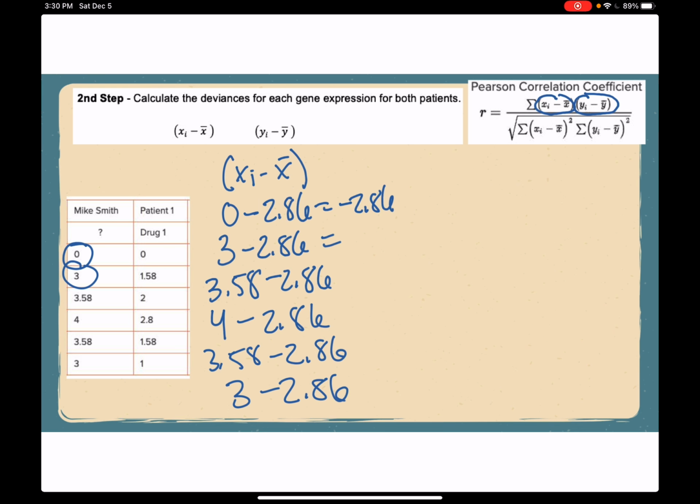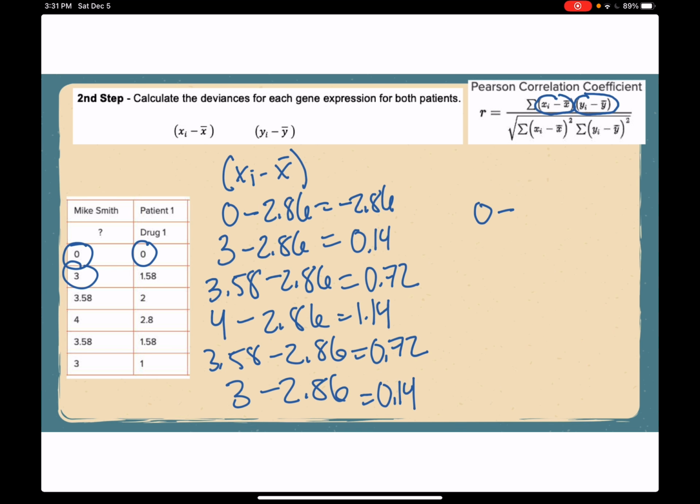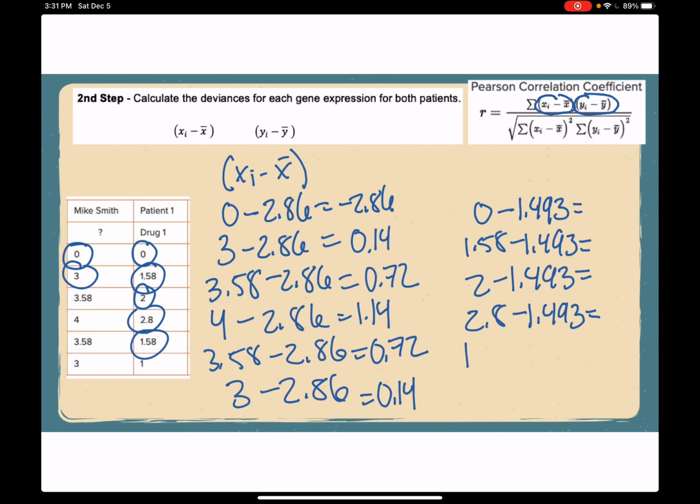Then you do the same thing for patient 1 here. You're going to take their first value, which is 0, and you're going to subtract the mean for patient 1, which if we go back was 1.493. So 0 minus 1.493. Second number, 1.58 minus 1.493. 2 minus 1.493. 2.8 minus 1.493. So we're just figuring out for each value how far away it is from the mean.